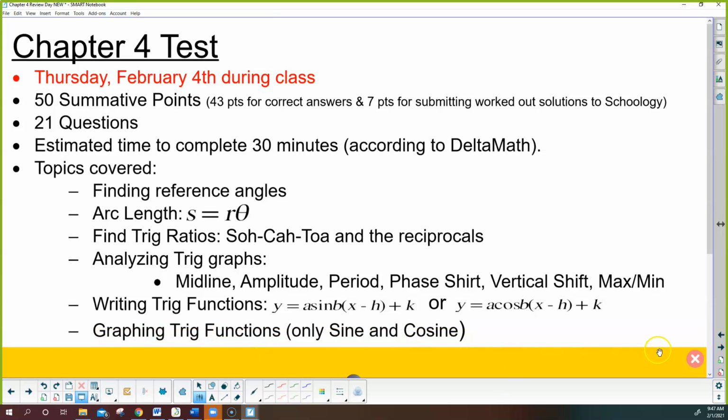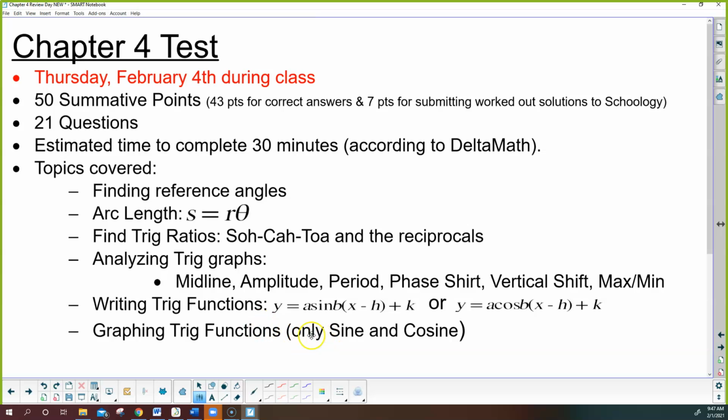And then graphing trig functions, we would only do a sine and a cosine graph. We're not going to graph tangent or the reciprocals. That's something we decided we're not going to focus heavily on because of the structure of distance learning.